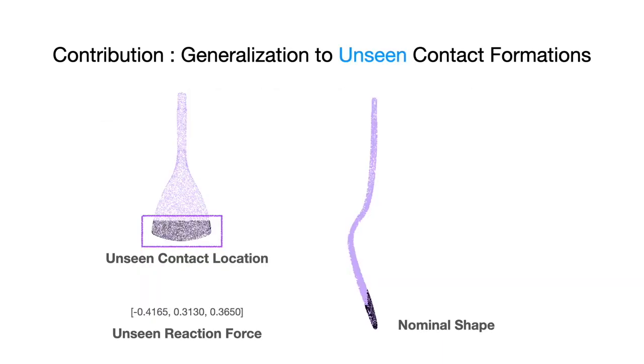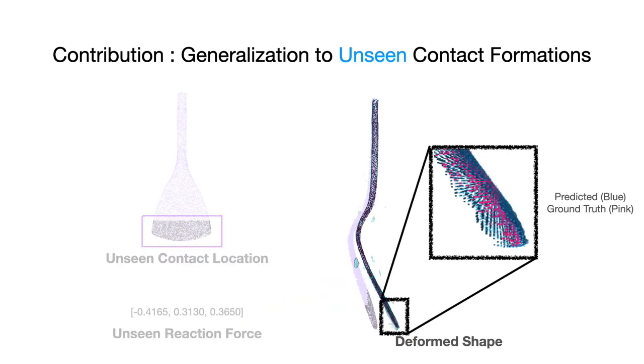VIRDO can be generalized to unseen contact formations. This functionality is important for robotic applications given the wide variety of contact interactions. Given unseen contact location and reaction force, the model can predict the deformation with high accuracy.